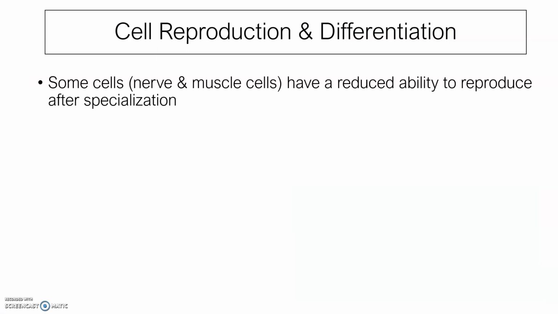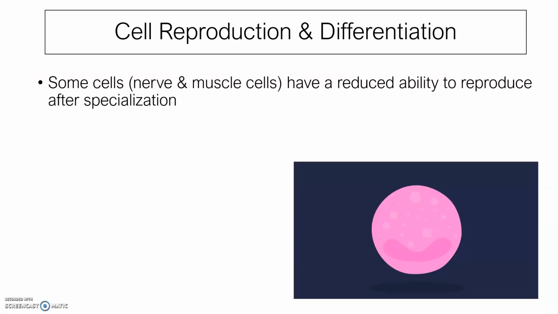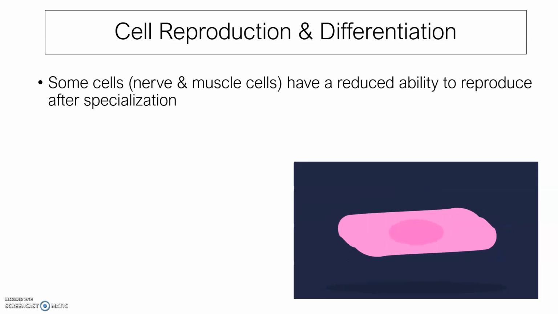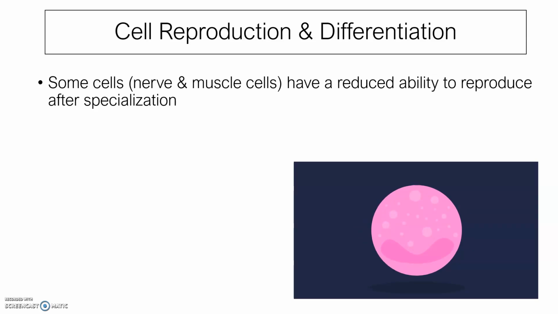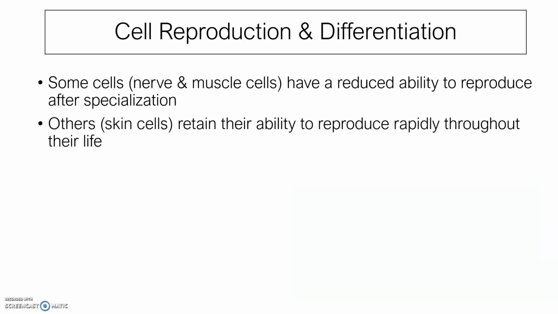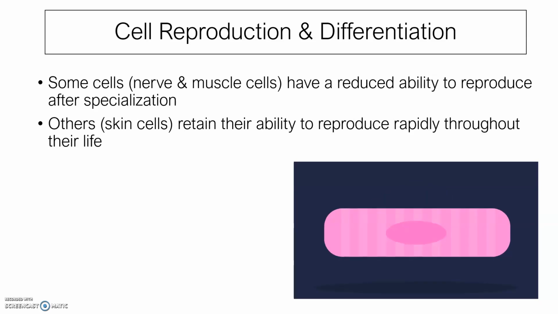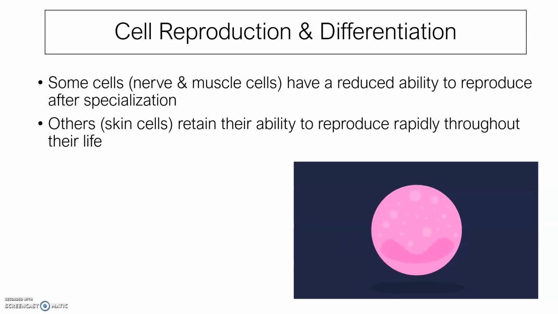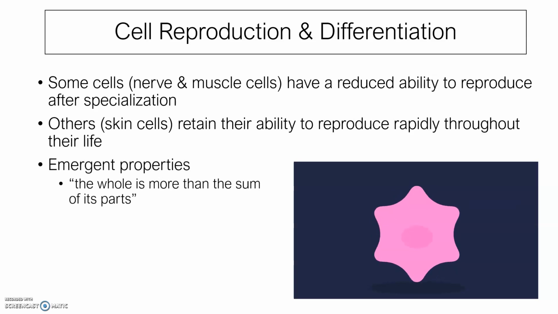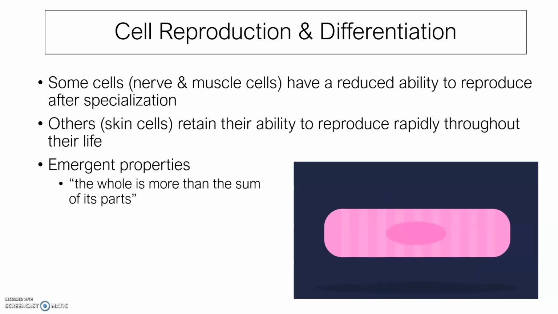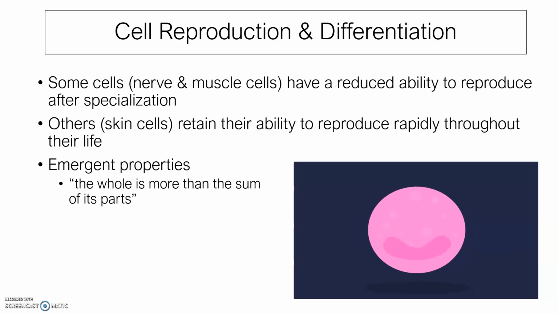Some cells have a reduced ability to reproduce once they become specialized, or they lose their ability completely, like nerve cells and muscle cells. Others, for example skin cells, retain their ability to reproduce throughout their whole life. There's another concept called emergent properties, which is very important to understand. The saying goes that the whole is more than the sum of its parts.